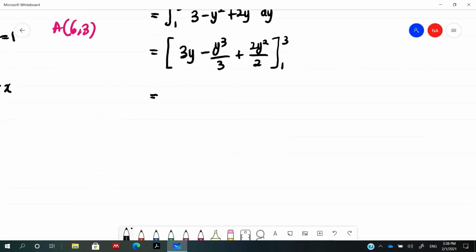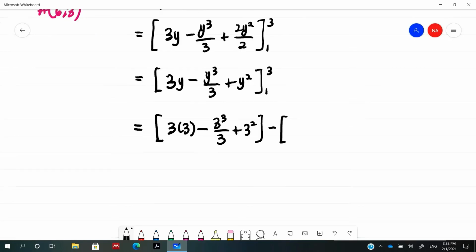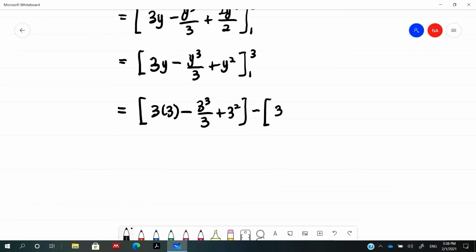So we have to simplify. It will be 3y minus y to the power of 3 over 3 plus y squared, from 1 until 3, right? Firstly, we substitute the value 3. So it will be 3 multiplied by 3, minus 3 to the power of 3 over 3, plus 3 to the power of 2, minus the one substituted with 1, which is 3 minus 1 over 3 plus 1, okay?